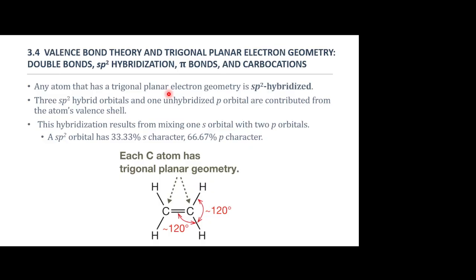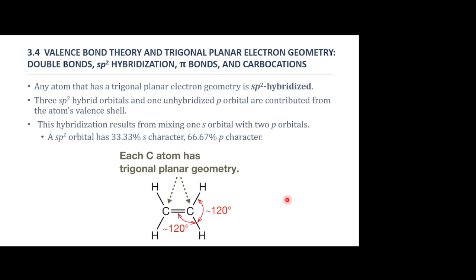Okay, so trigonal planar is going to happen when you have sp2 hybridization. That's how you get that, because you have three things all in three different directions, right? And they have to be planar because you have a p orbital that's going to be free. That is 90 degrees from those. Okay, so let's look at our structure.